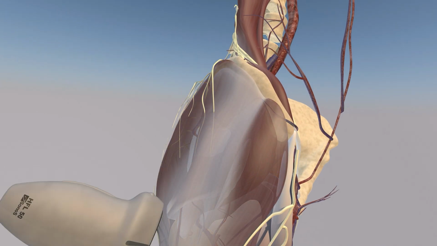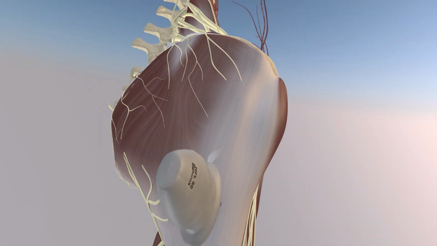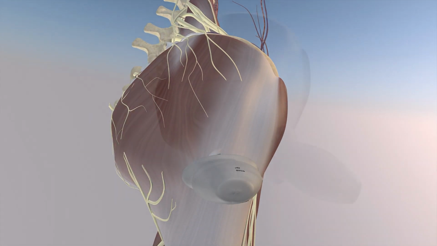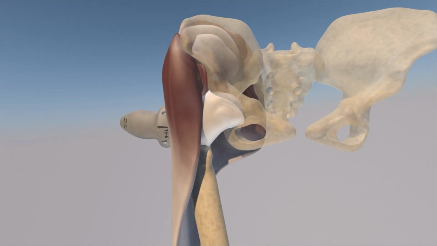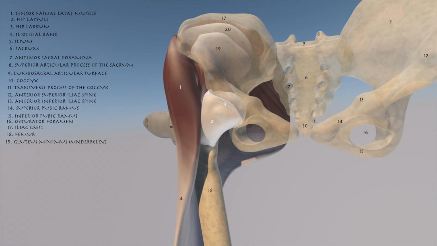And now we're basically just showing the probe position of this ultrasound video. Here the probe is in a coronal plane, and now we're just bringing it into an axial plane over the lateral thigh. Here again you can see the probe in a coronal plane over the lateral hip. You can see the tensor fasciae lata muscle. You can see the capsule of the hip joint, and also get a glimpse of the labrum as well.